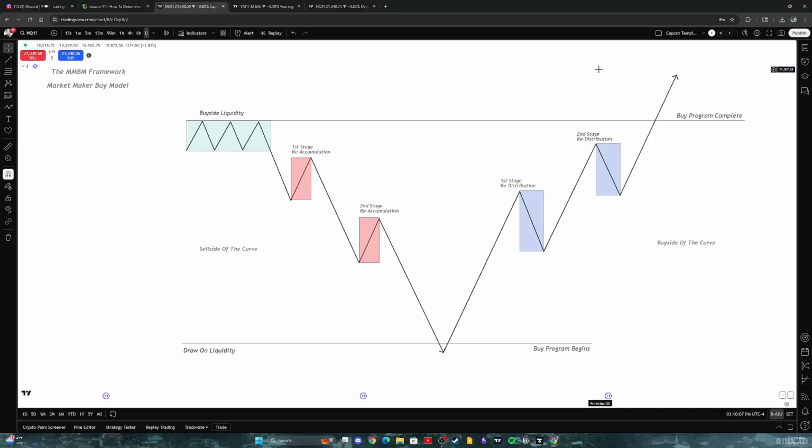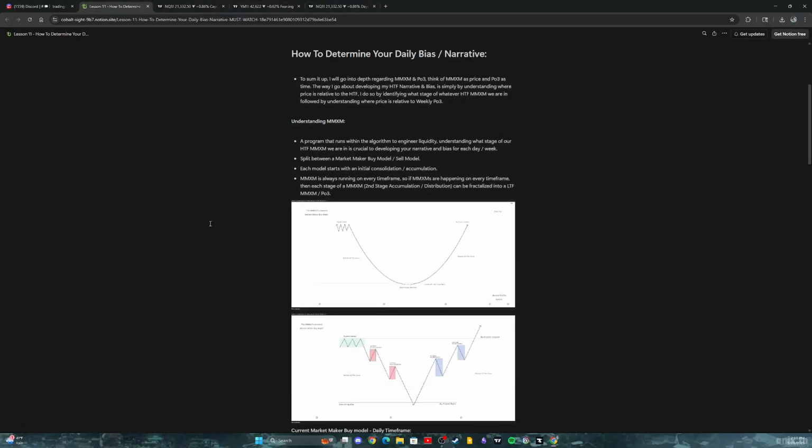And of course, we don't just stop at the original consolidation in an overall bullish market. We're going to anticipate the market maker buy model to continue and price to continue seeking buy side. The biggest thing to keep in mind with market maker models is that they are fractal. They are running on every single time frame.